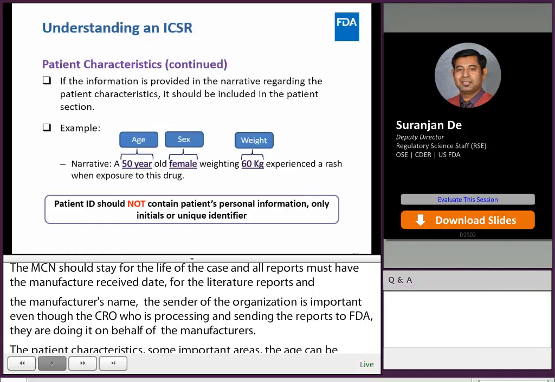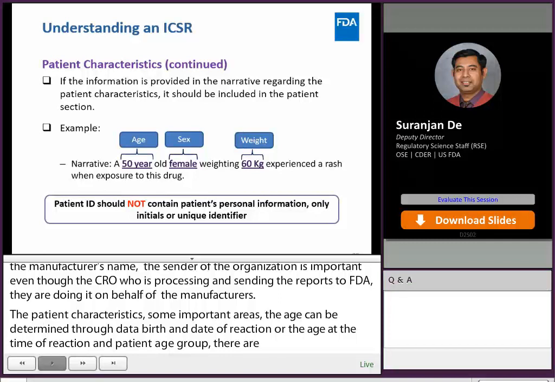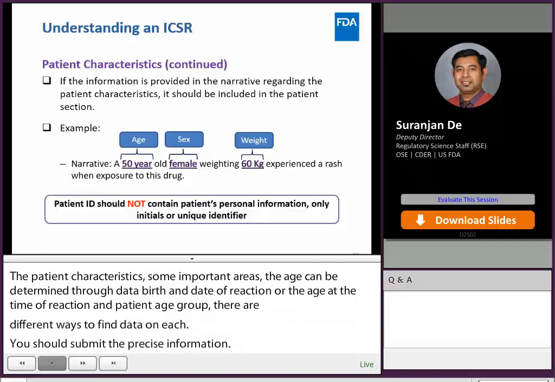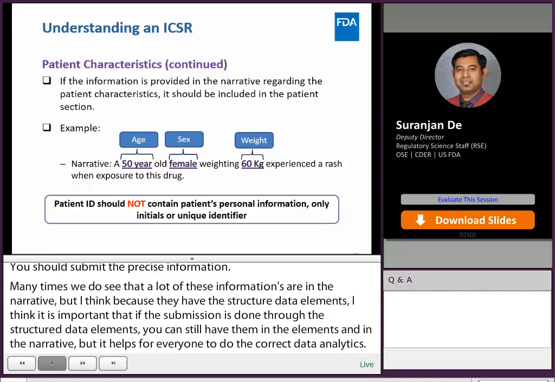Many times we do see that a lot of this information is in the narrative of that ICSR, but because there are structured data elements, it becomes important that these submissions are done through those structured data elements. You can still have them in the narrative, but it helps everyone to do the appropriate or the correct data analytics. And in the patient ID, please never put in information which deals with the patient's personal identifiers.